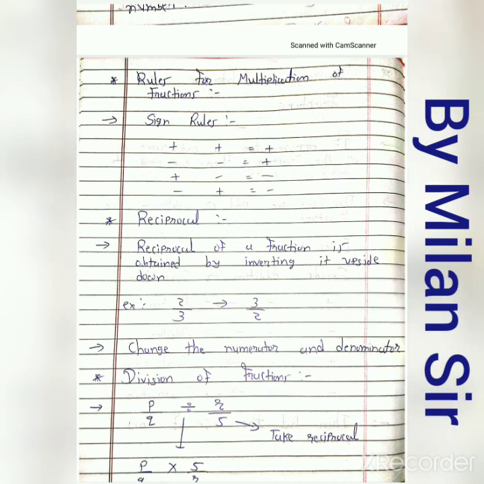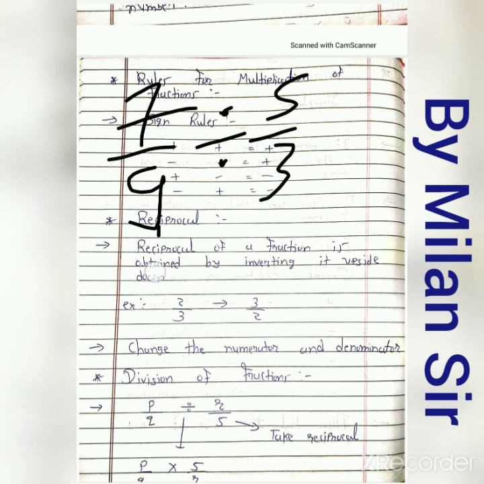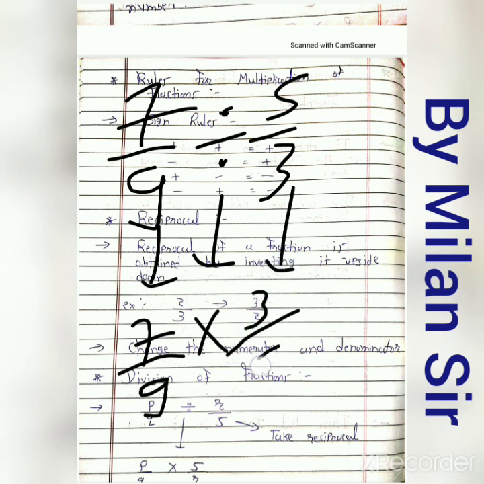Now let's take one more example. 7 by 9 divided by 5 by 3. So the first number as it is, in place of division we put a multiplication sign, and in place of 5 by 3 I can write 3 by 5, the reciprocal, right? Now numerator times numerator, 7 times 3 is 21, 9 times 5 is 45. So this is our answer. So we easily get the answer of the division process if we convert our division process into multiplication process.